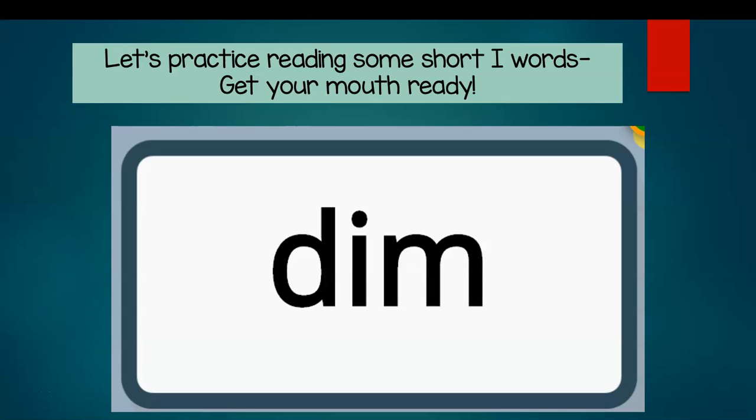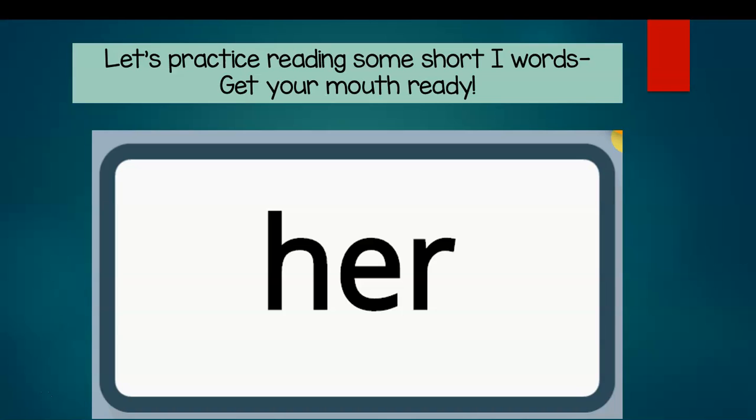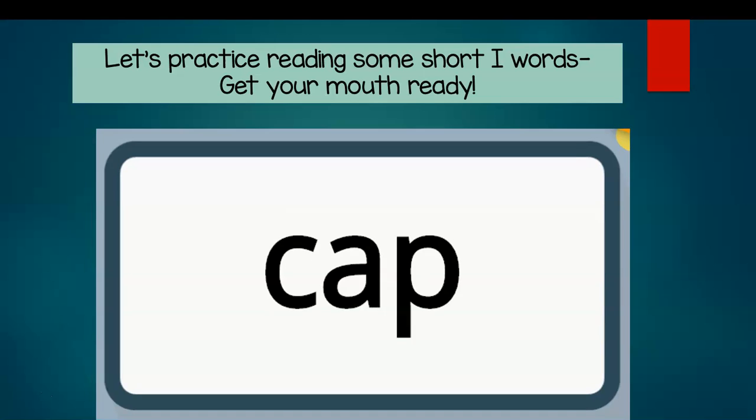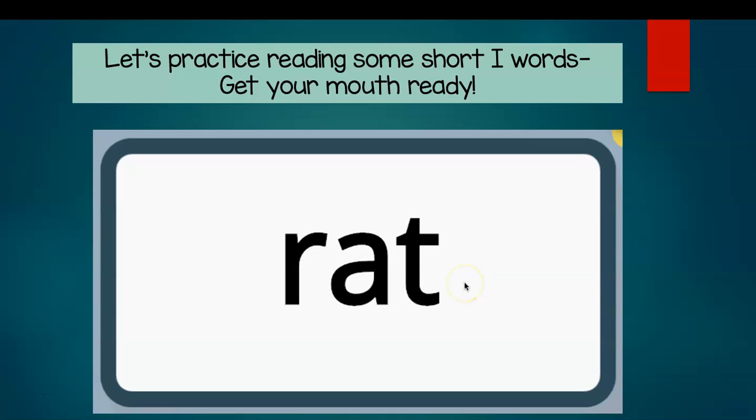What word is this? Did you say dim? D-im, dim. Good job. Let's try another one. What's this word? You're right, this isn't a short I word, but you know this sight word. It's her. Her. What about this word? You're right, it's cap. K-a-p, cap. How about this word? R-a-t, rat.